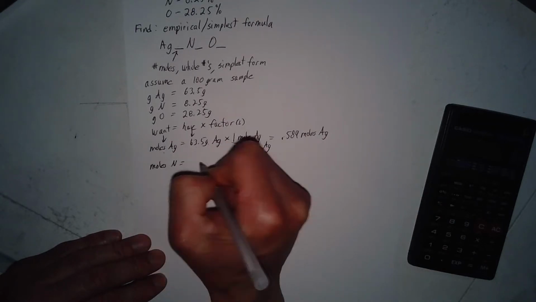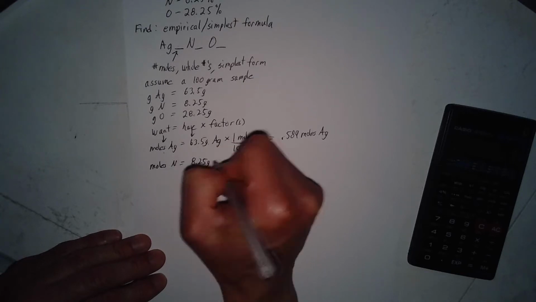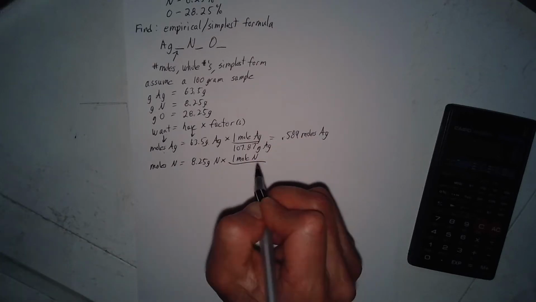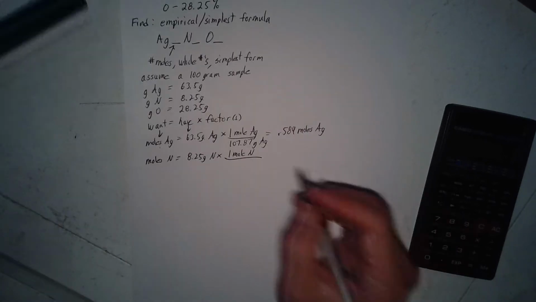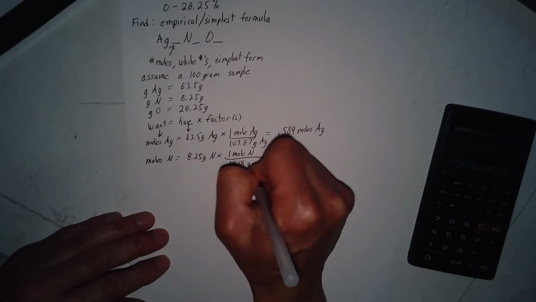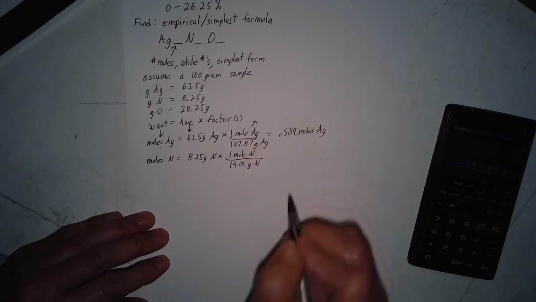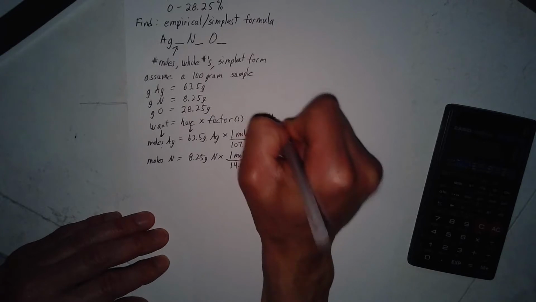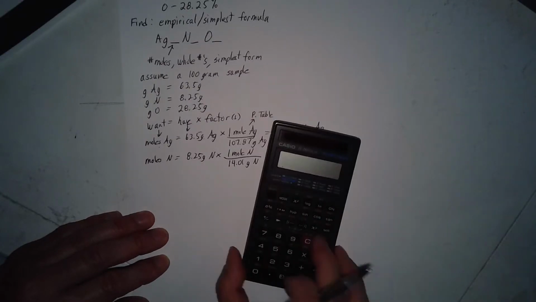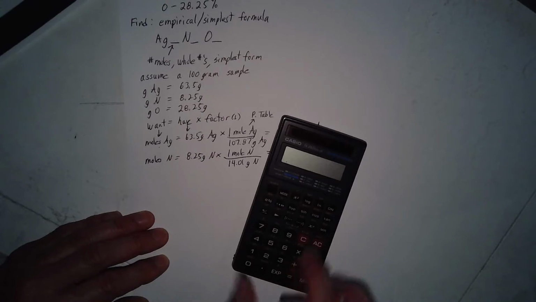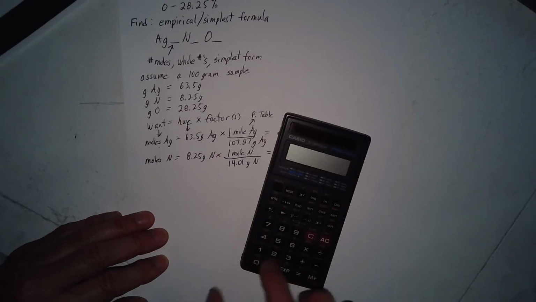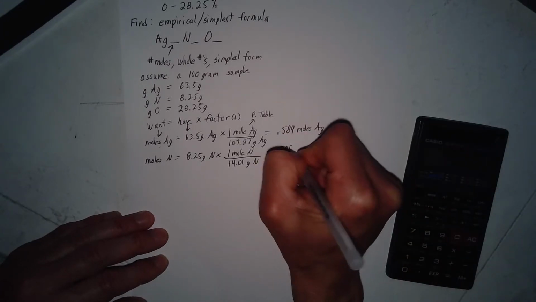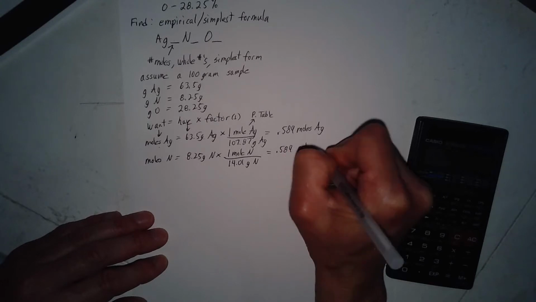We do the same thing for nitrogen. Moles of nitrogen is equal to 8.25 grams of nitrogen times 1 mole of nitrogen for every, and of course from our periodic table, 14.01 grams of nitrogen. Also, what I like to do is leave myself a little hint as to where I got these numbers from. This, of course, is from the periodic table. And if we crunch this out, 8.25 times 1 divided by 14.01, we're looking at 0.589 moles again, but this time it's nitrogen.